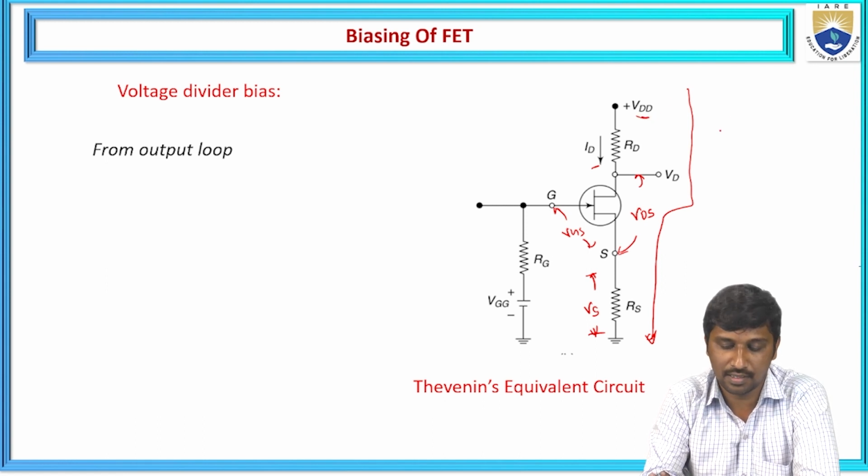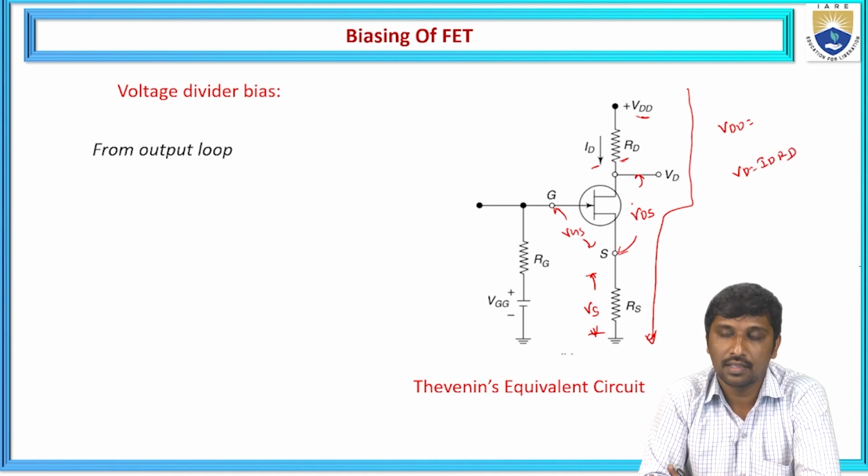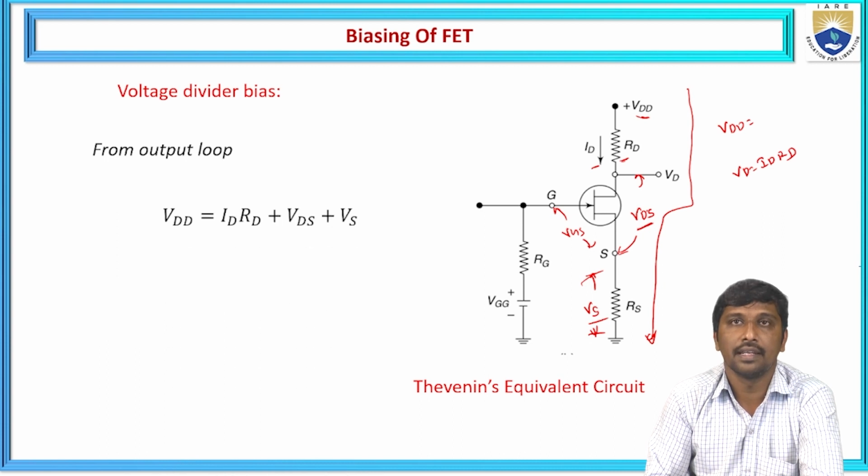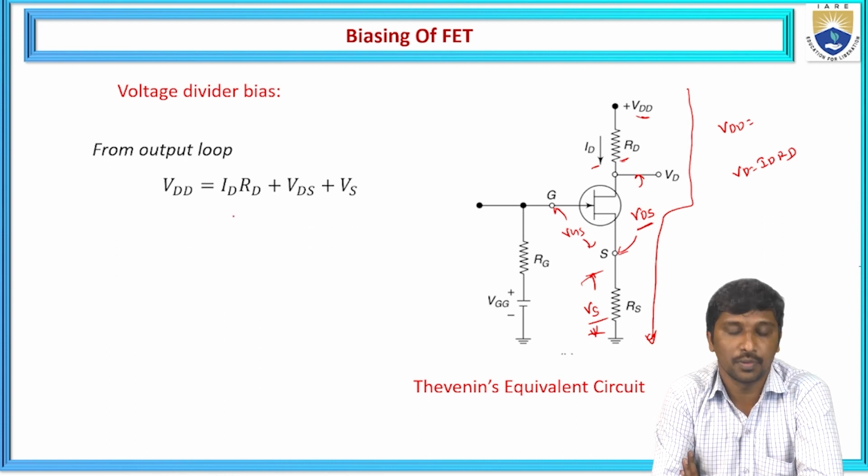So VDD is the source. VDD is equal to the voltage drop across this resistance, that is VD, equal to ID into RD, along with the voltage drop between the drain and the source, represented as VDS, along with the voltage drop across the source resistance, represented as VS. So I am going to write these three parameters. Hence, VDD is equal to ID times RD plus VDS plus VS.